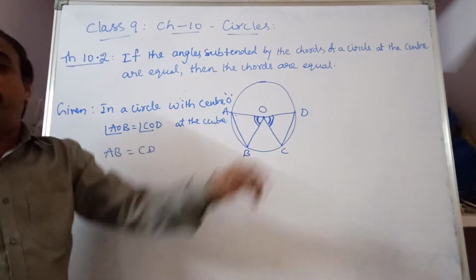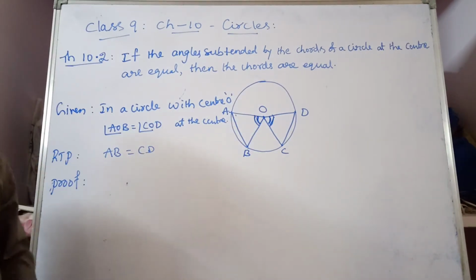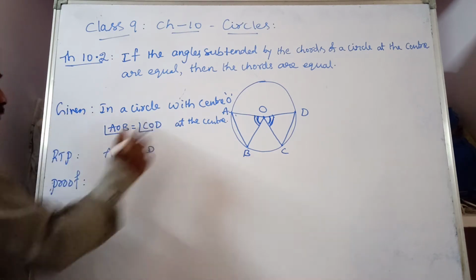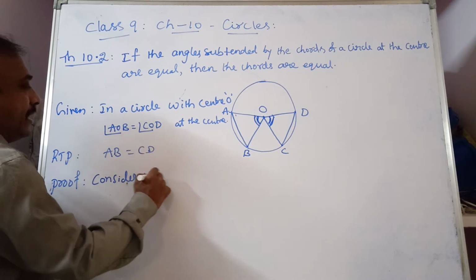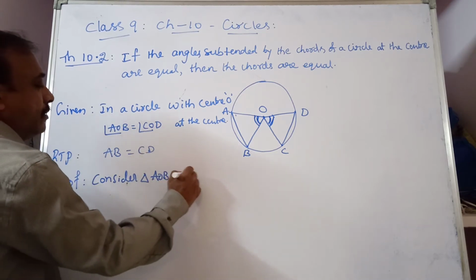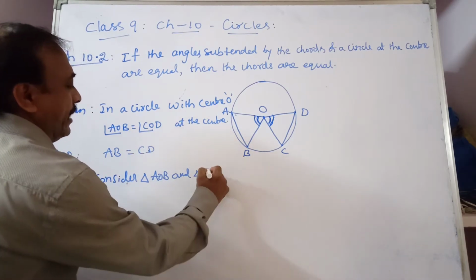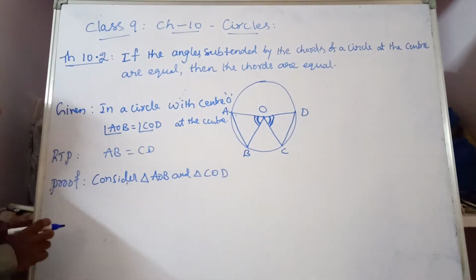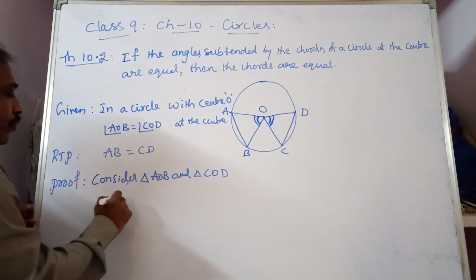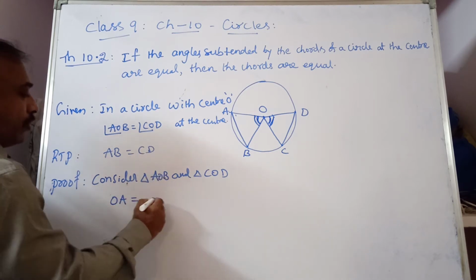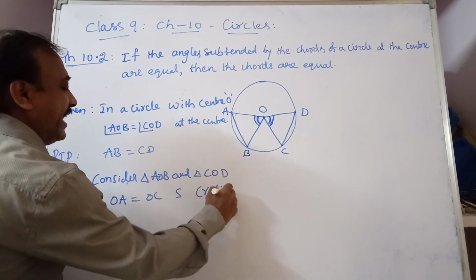what is OB, OC, OD? Yes, you are right. OA, OB, OC, OD are the radii of the circle. So consider triangle AOB and triangle COD. In that, OA is equal to OC, that is the side, and given that they are radii.